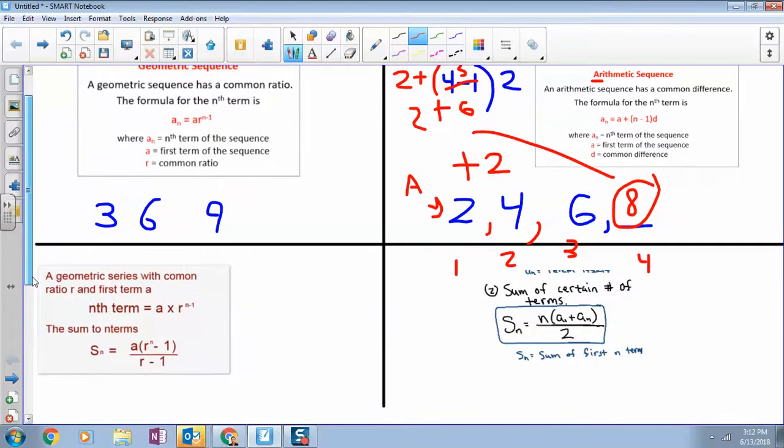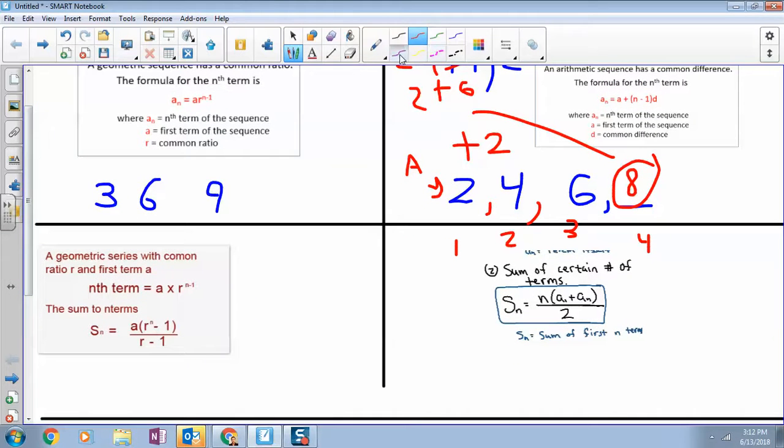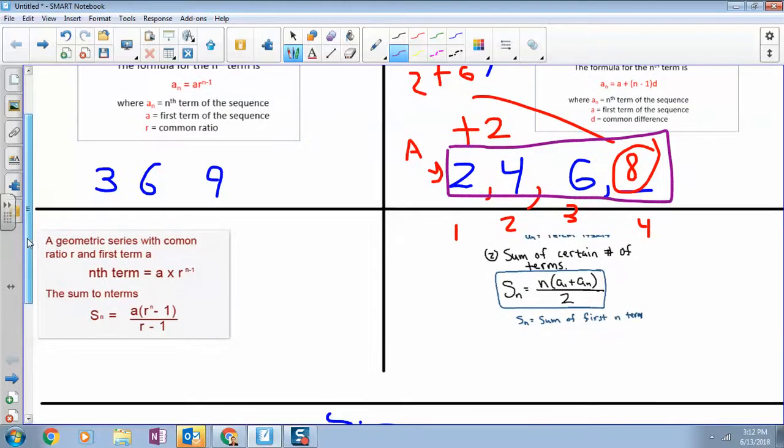Alright, so then another thing we have to do is find the sum. So say we want to find the sum of the first 4 terms, right? So we want to find the sum of these 4 terms. So pretty simple way to do it. Alright, just use this formula. So n is the number. We're trying to find the sum of the first 4. So n is 4. Alright, then we have a to the first plus a to the fourth, because we're finding the nth term, the fourth term.